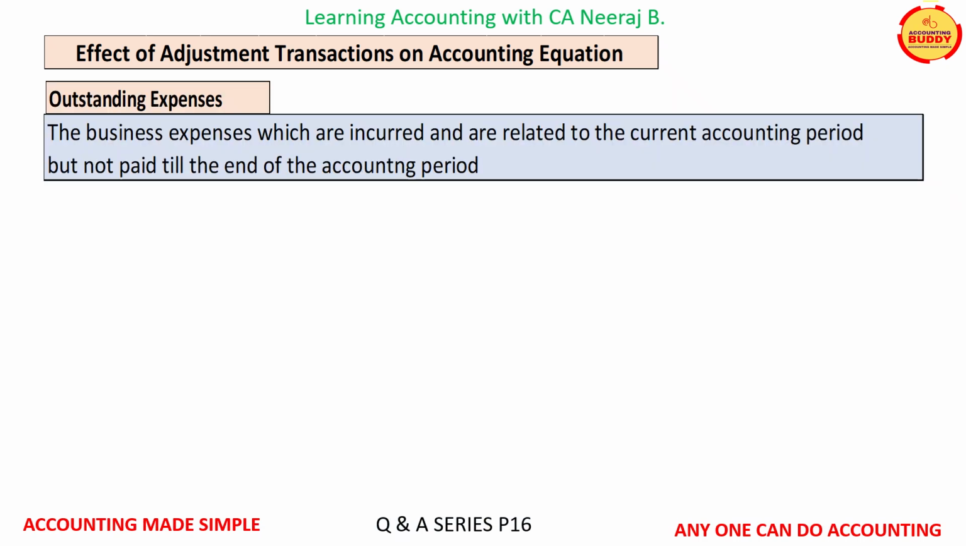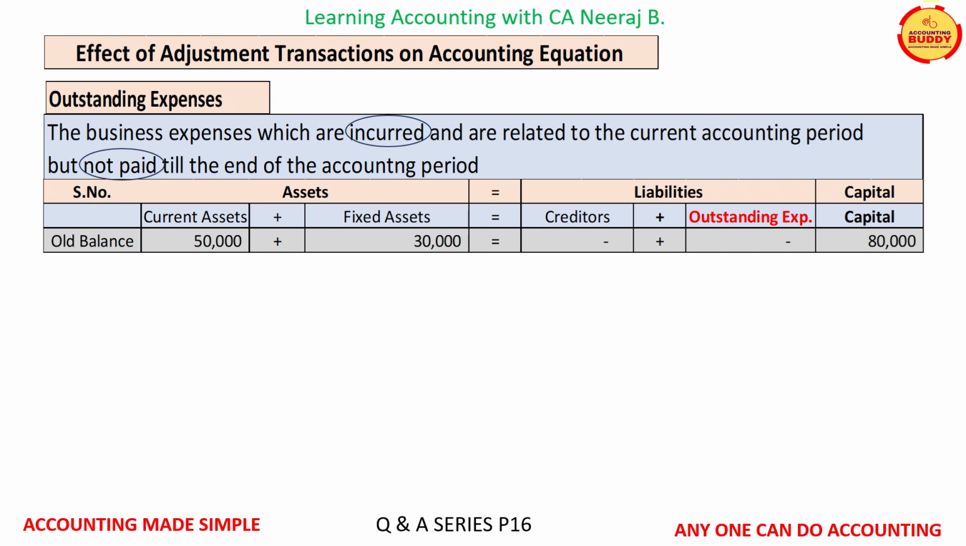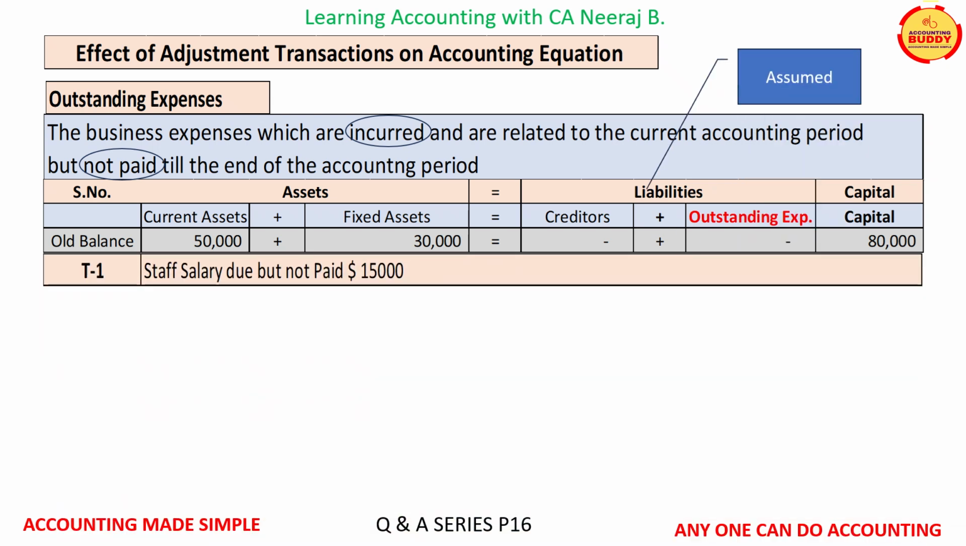Let us have a quick recap. The business expenses which are incurred and are related to the current accounting period but are not paid till the end of the accounting period are called outstanding expenses. Say the old accounting equation balance assumed is displayed on your screens. The T1 transaction is staff salary due but not paid, $15,000. This is a transaction of an outstanding expense. Let us understand the effect of this transaction.